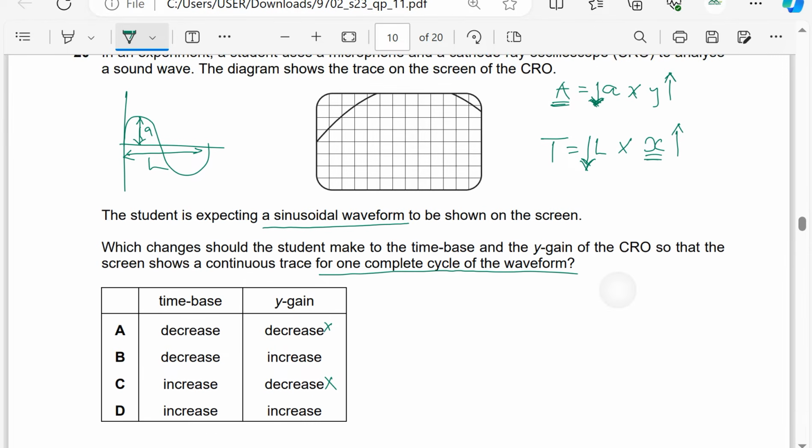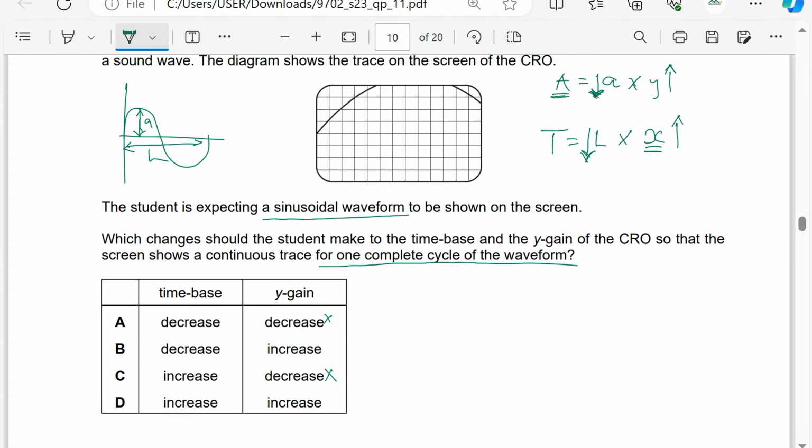Therefore, it means the time-based setting must increase and the Y gain must also increase, so the answer is going to be D.